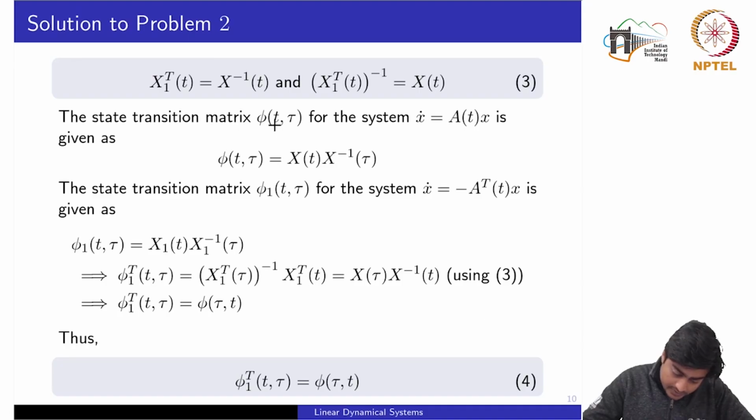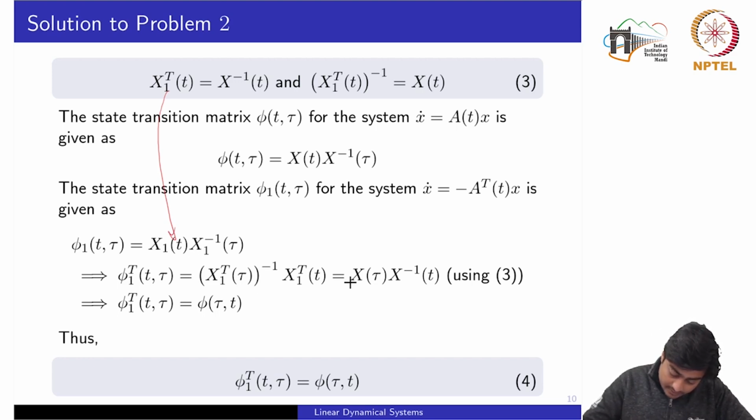So now let's see the state transition matrix, which we had seen in week 1 as well, is given by the multiplication of the matrix X and its inverse at some time tau. Okay, this is how we define this phi t comma tau. Now for this system we can write the phi 1 as again this one. Now here x1 we have replaced from the equation 3 which we obtained in the previous slide.